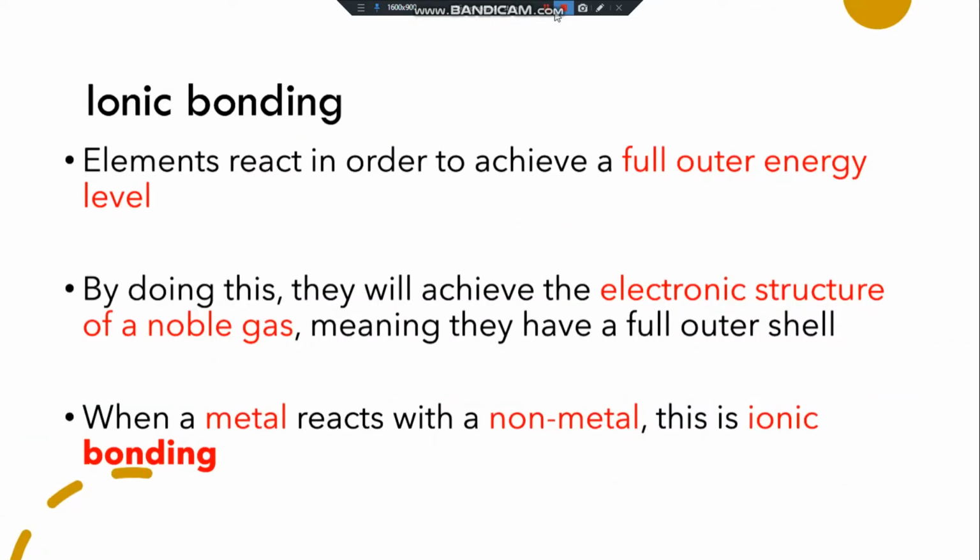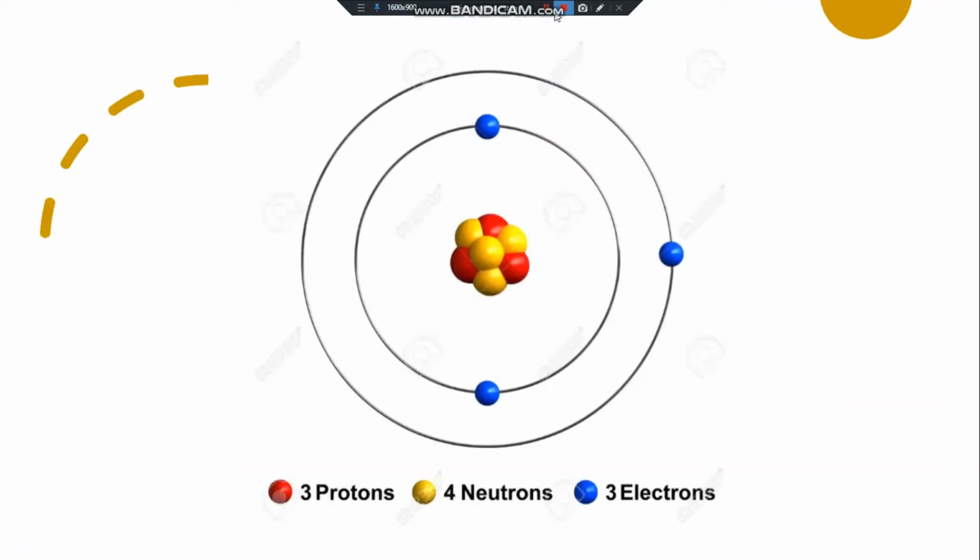So ionic bonding: elements react in order to achieve a full outer energy level, and by doing this they will achieve an electronic structure of a noble gas, meaning that it has a full outer shell. When metals and non-metals react, this is ionic bonding. Now let's talk about the ionic bonding between the metal lithium and the non-metal fluorine.